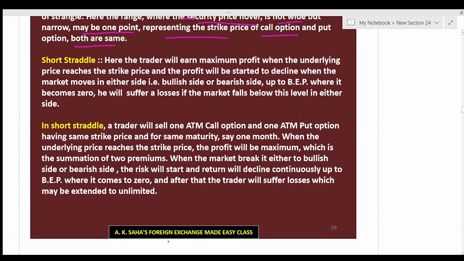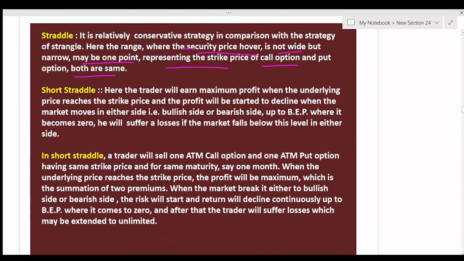Now here short straddle, the trader will earn maximum profit when the underlying price reaches the strike price, and the profit will start to decline when the market moves on either side, that is bullish side or bearish side, up to the point of BEP where it becomes zero. He will suffer losses if the market falls below this level on either side.